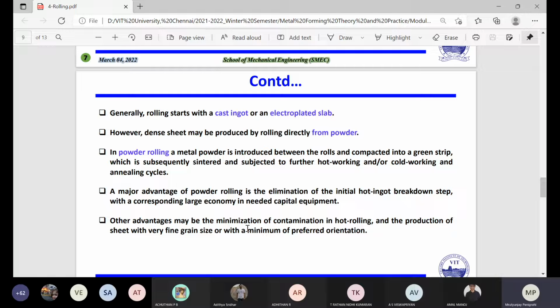Other advantages may be the minimization of contamination in hot rolling and the production of sheet with very fine grain size or with a minimum of directionality. So one more thing you have to think about is the contamination.